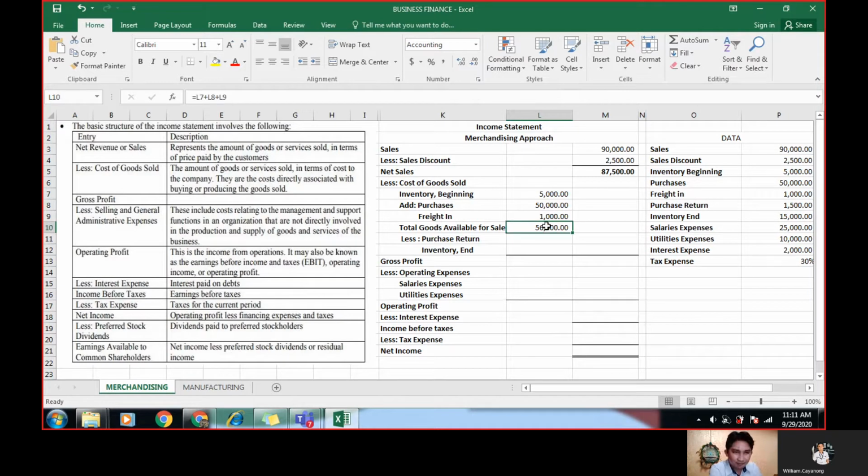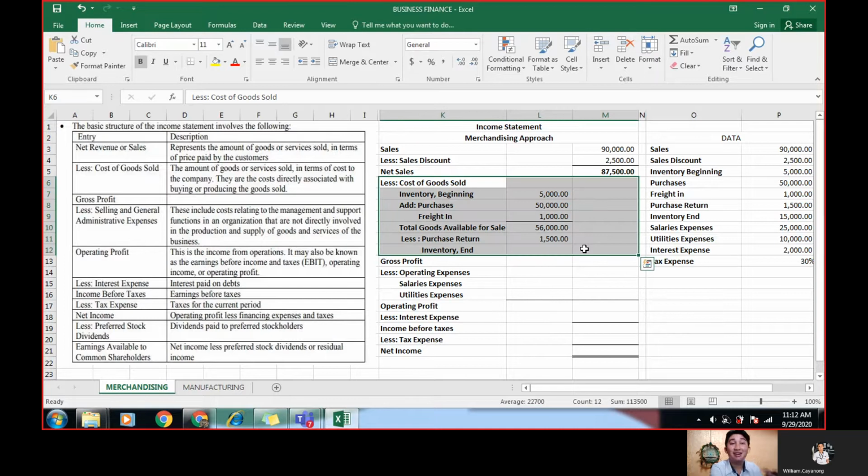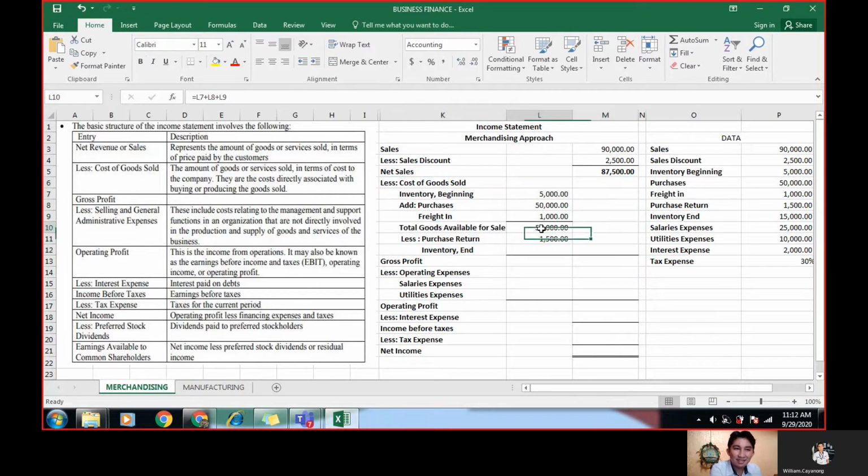Now, upon this amount, we check that there are goods damaged. So we have this purchase return. Purchase return, again, it will reduce our total goods available for sale. So our goal here again is to get the cost of goods that are sold. Now, since 56,000 is our total goods available, na-deduct na siya ng 1,500. Therefore, we are going to identify ilan na yung naiwan para makuha talaga natin ilan yung goods na nabenta natin.